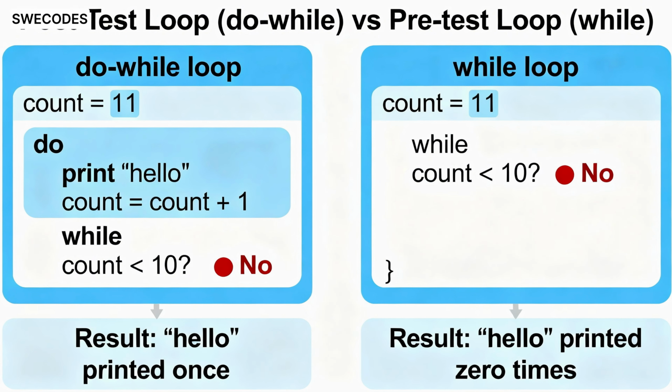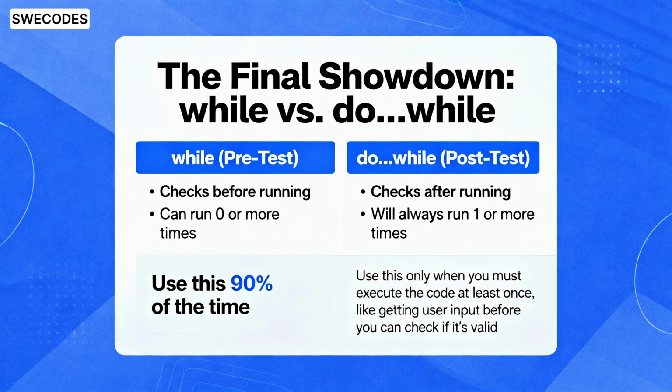The final showdown: while versus do while. This is the only thing you need to remember. While, pretest, checks before running. Can run 0 or more times. Use this 90% of the time. Do while, post-test, checks after running. Will always run 1 or more times. Use this only when you must execute the code at least once, like getting user input before you can check if it's valid. And that's it.